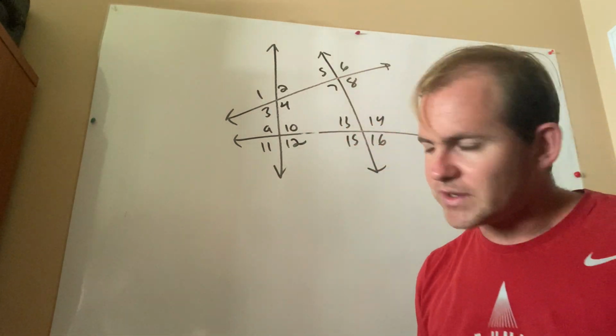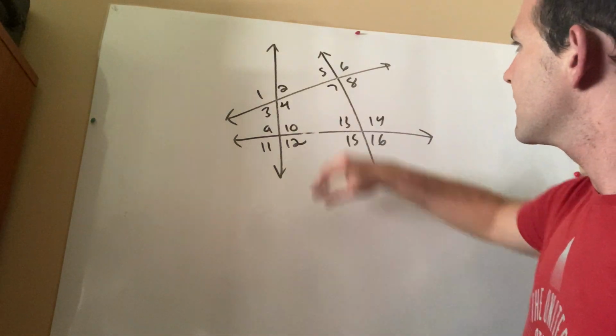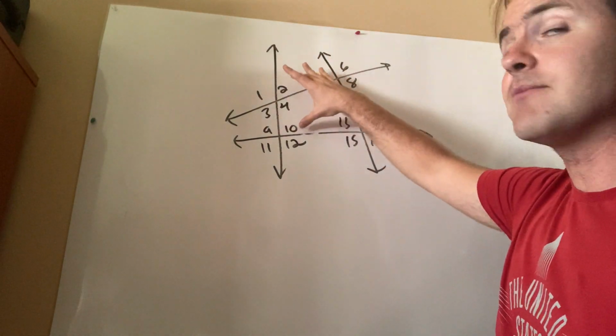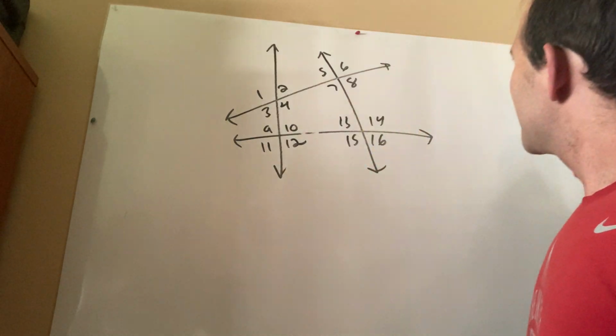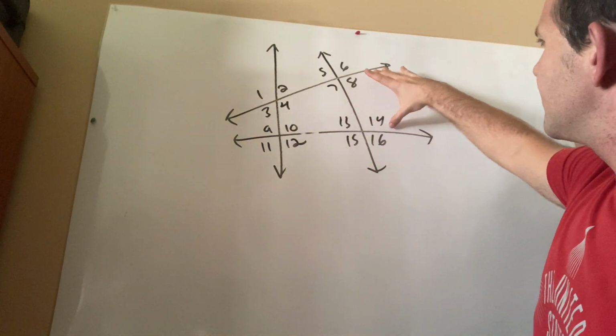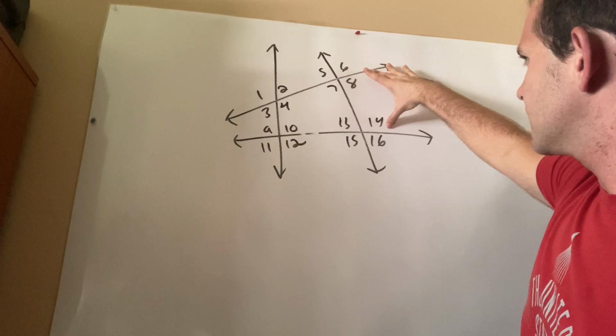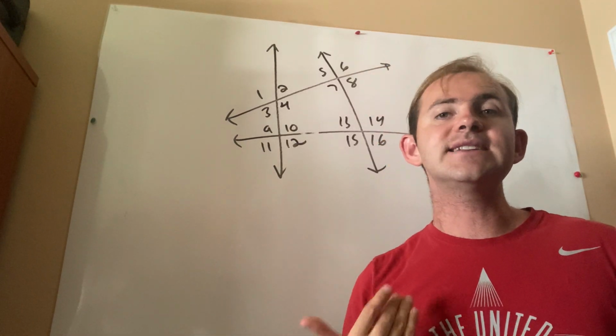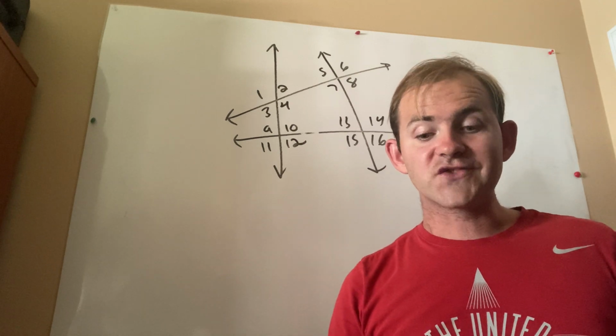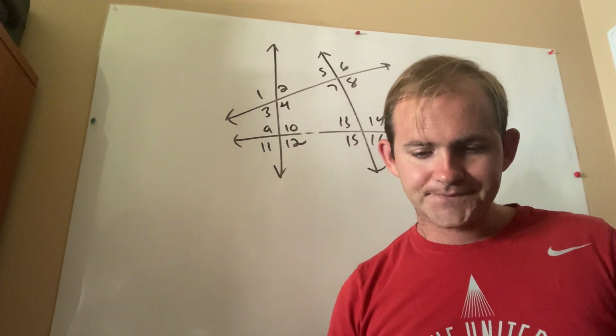Now let's look at 2 and 10. Okay, 2 and 10. Right side and both above. So that means that they are corresponding. 8 and 14, well, they're both in between these two lines, right? And they're on the same side, so we would say those are same side interior, also known as consecutive interior.